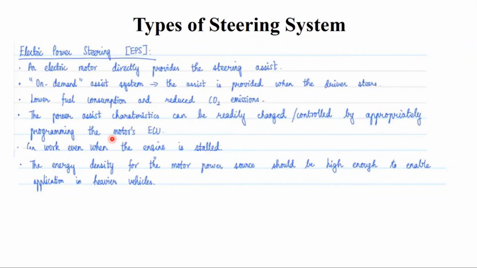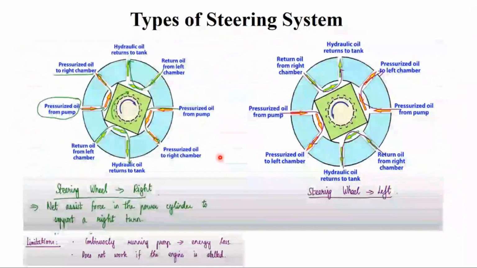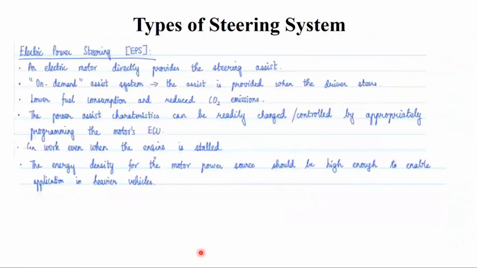It can even work when the engine is stalled, whereas in the previous case, when the engine is stalled, it cannot work. But this electric power steering can work in that application. And the energy density for the motor power source should be high enough to enable the application in heavy vehicles. This application can be used in heavy duty vehicles or commercial vehicles where the load application is also on the higher side.